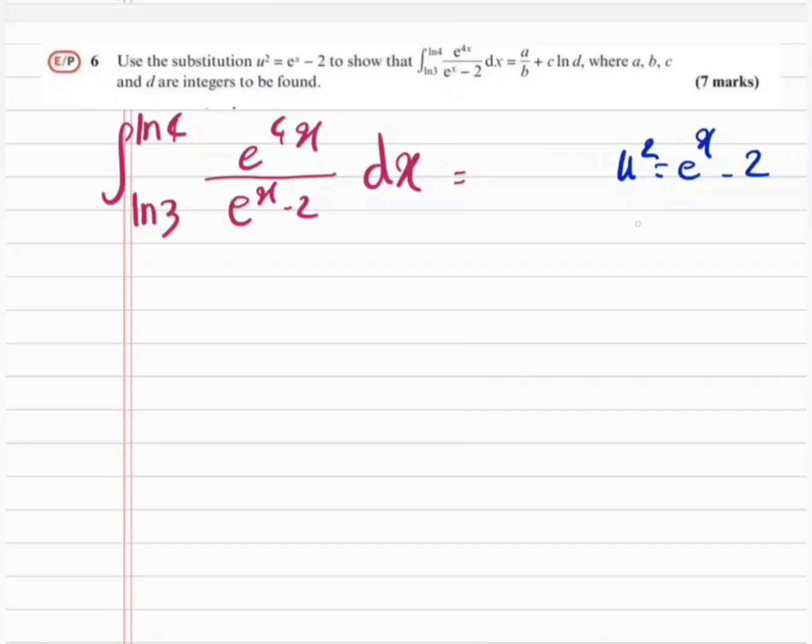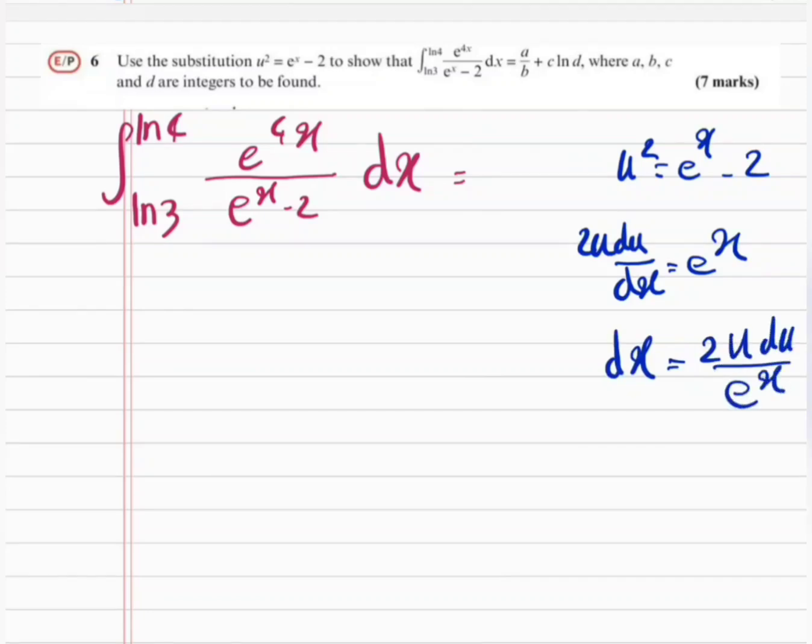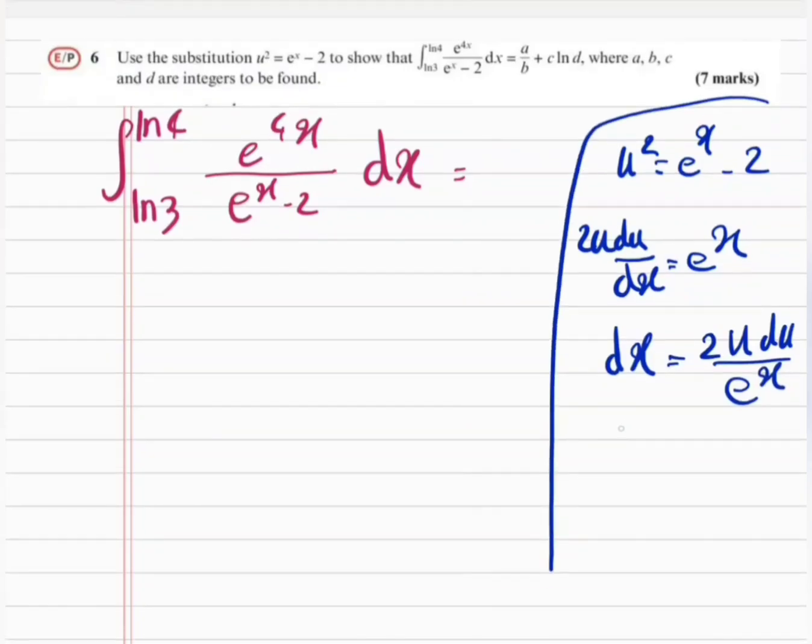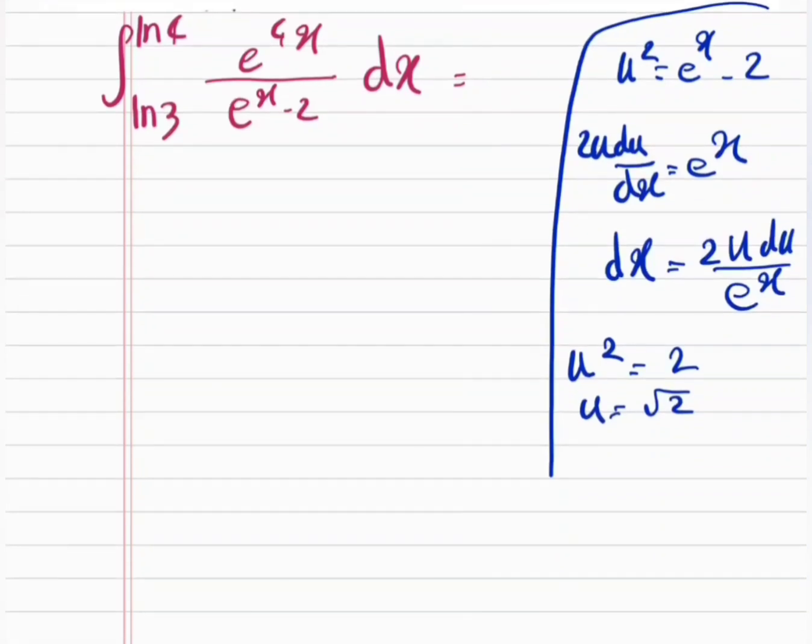So we first differentiate this. For u squared, we use implicit differentiation because the dependent variable has power of 2. So we get 2u du by dx is equal to e to the x. Now we make dx the subject, so that gives us 2u du over e to the x. And we also need to transform the limits. So first of all, when x is equal to ln 4, u squared is essentially 4 minus 2, which is equal to 2. But we also need to be careful because this is u squared, so we take the square root and that gives us root 2 in this case. Also, when x is equal to ln 3, we just get 1.